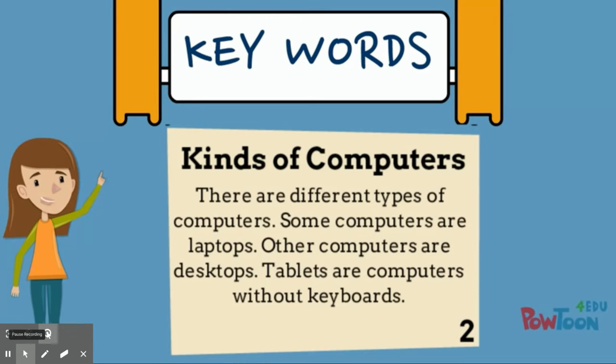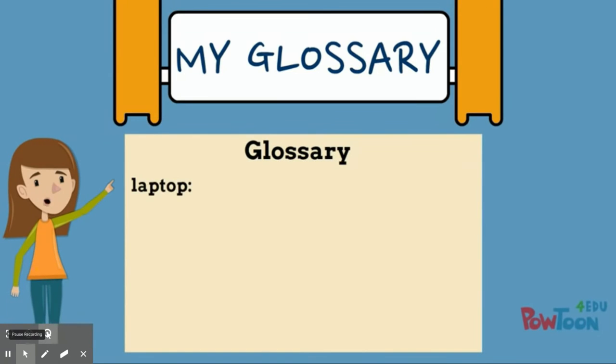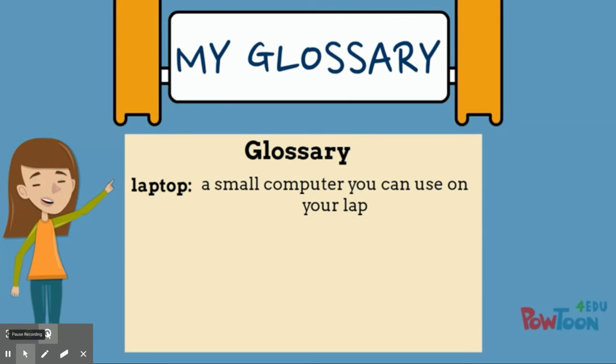Tablets are computers without keyboards. The first word I'm going to pick is laptops. That's an important word, and some people might not know what it is. I will write the word on my glossary. Now I have to write a definition to explain what it is. A laptop is a small computer you can use on your lap.